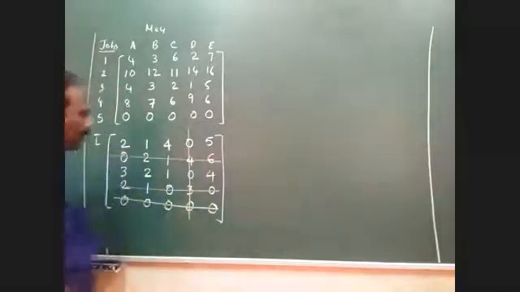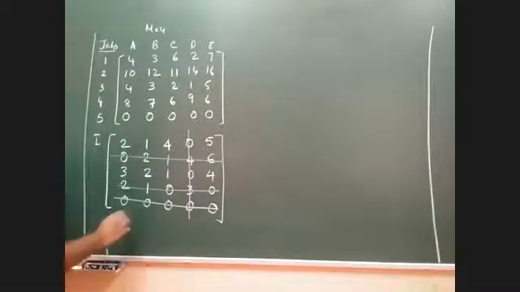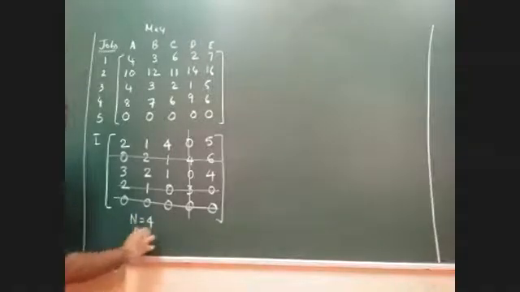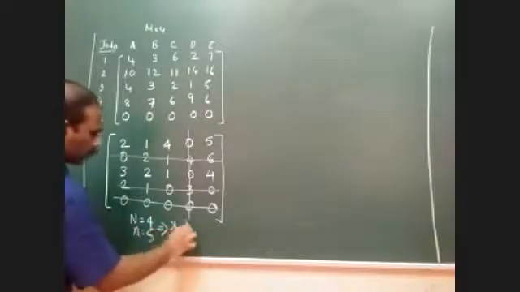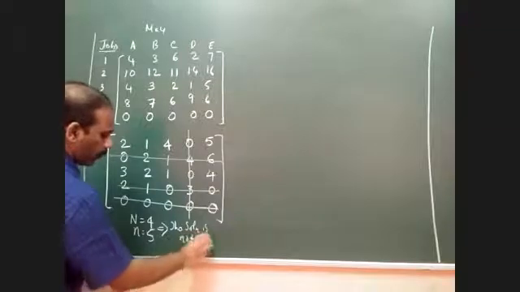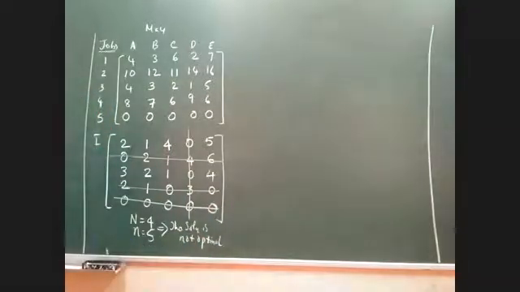Okay. Now you can see that the number of lines with which we are able to cover all the zeros is only 4. So what does it mean? The value of capital N is equal to 4 and the value of small n is equal to 5. This implies the solution is not optimal. So whenever the solution is not optimal, we are supposed to convert it to an optimal solution.